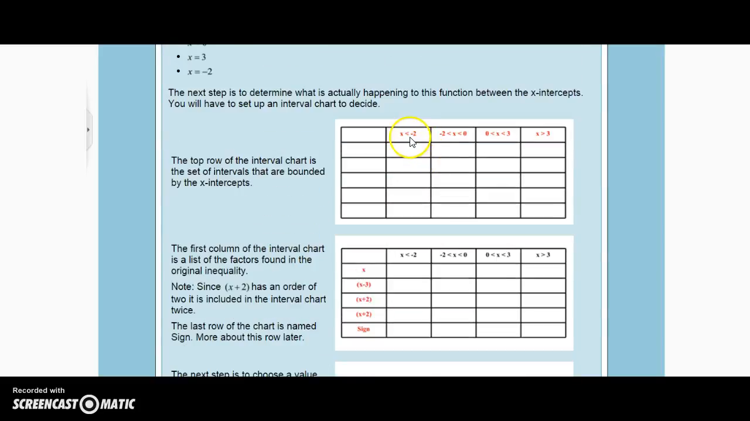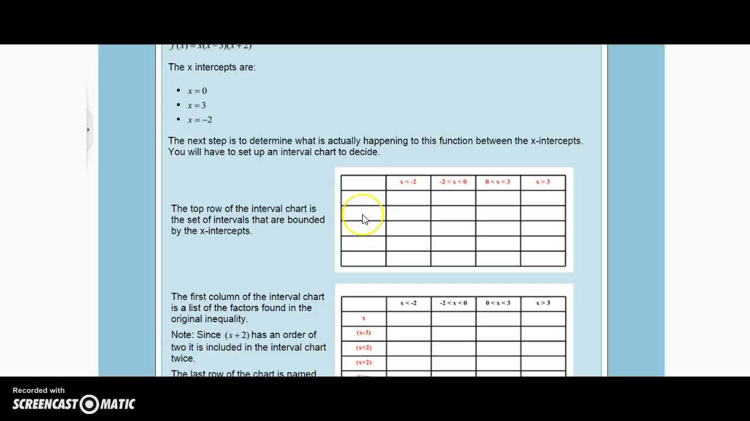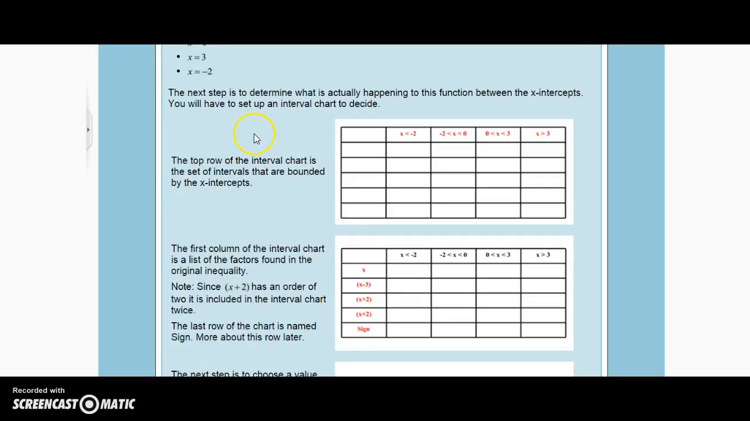So if I have x less than negative 2, what would my sign be for each of these factors? This one, and this one. All you have to do is come up with a number less than negative 2. And I think the more extreme you go, the better.